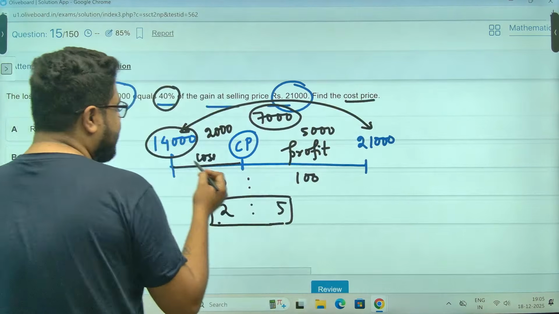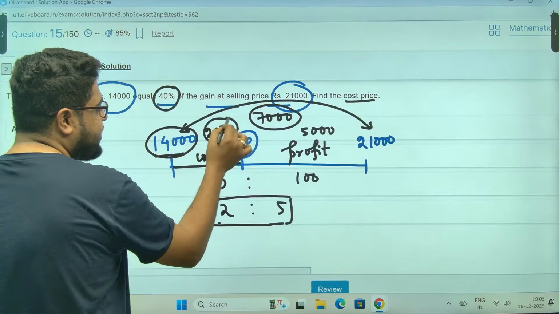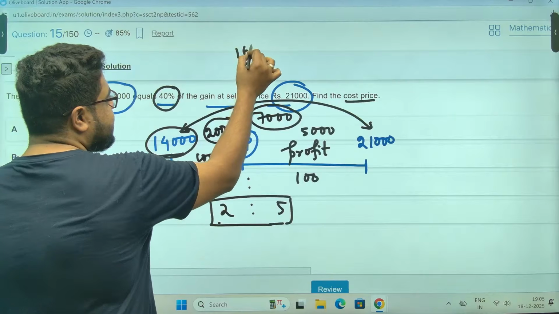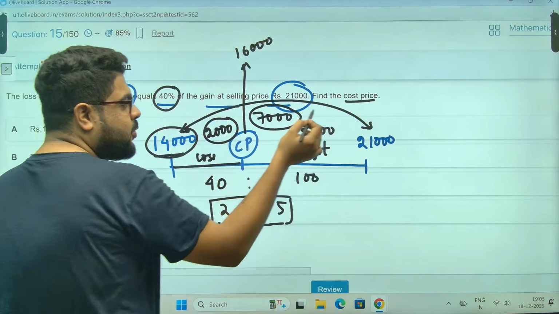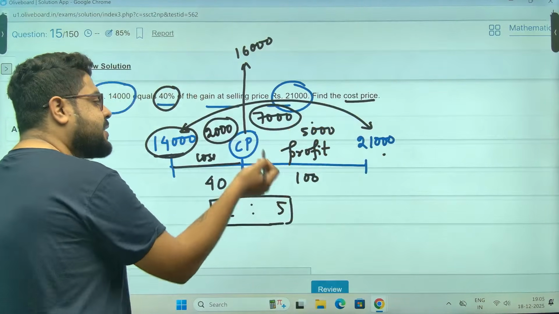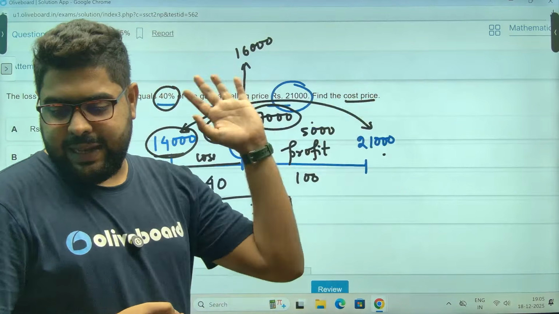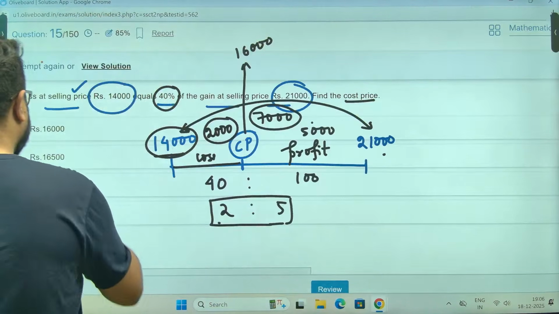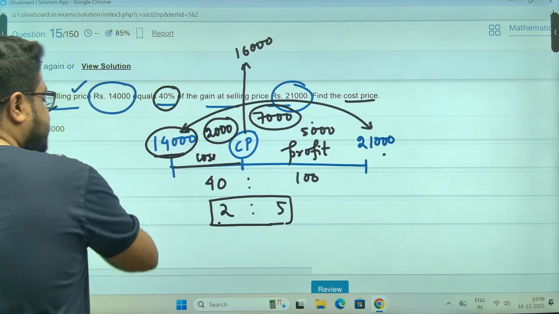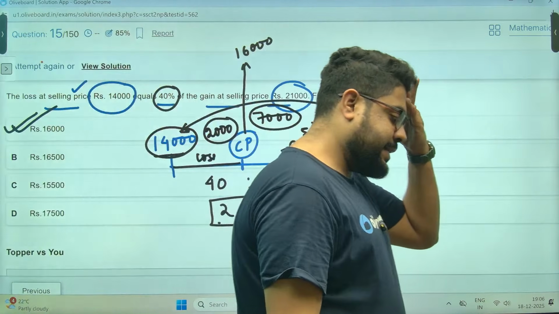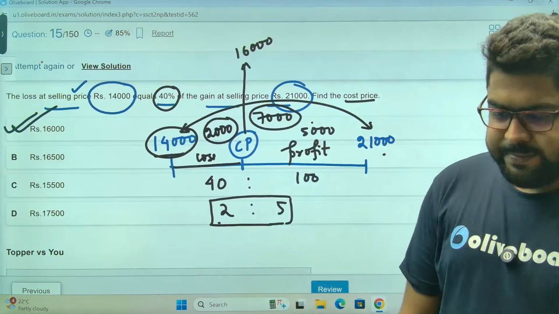CP, either you do 14,000 plus 2,000, you get to CP, that is 16,000. Or you do 21,000 minus 5,000, you again get to CP, 16,000. You can get to the answer in any way. That means the answer in this case is option number A, which is 16,000 rupees.